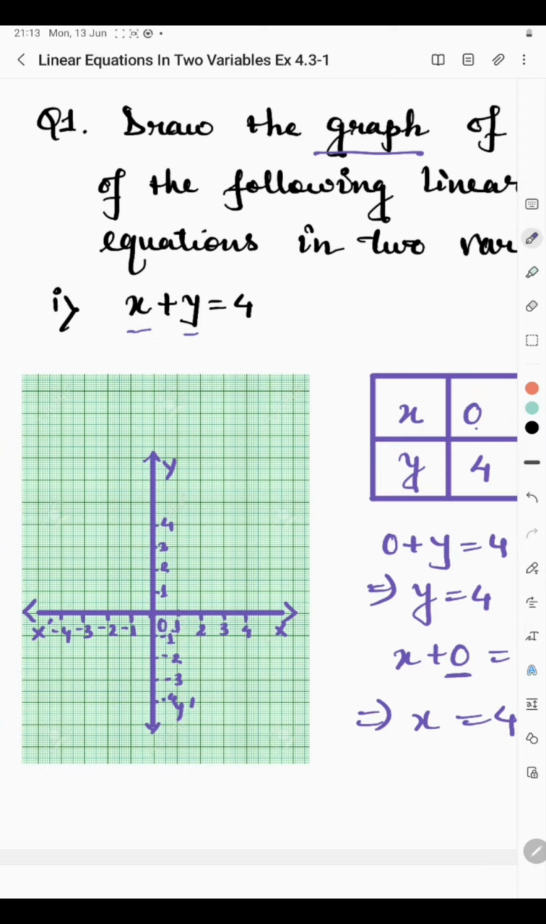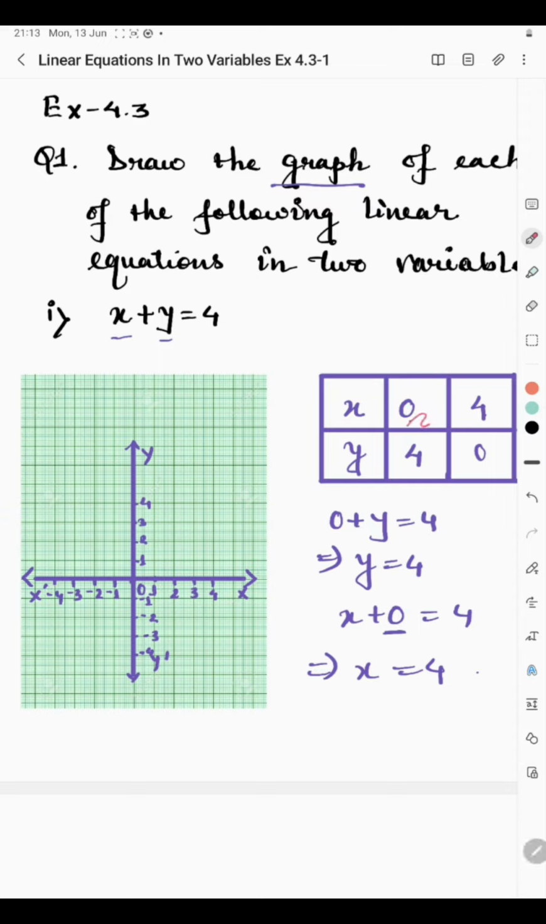Okay, now here we have (0, 4). The value of x is 0. Now where is 0? Here is 0. Okay, now the value of y is 4. So 1, 2, 3, 4. So here will be the coordinate. So this is (0, 4).